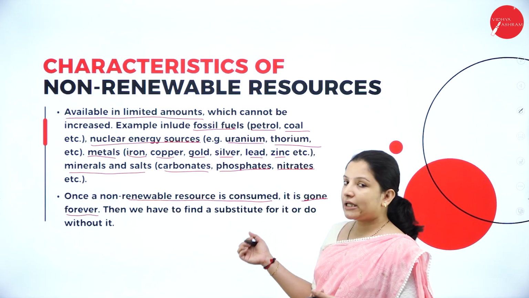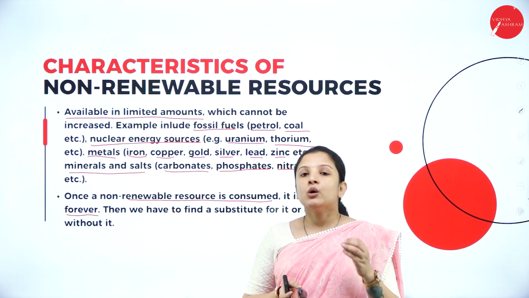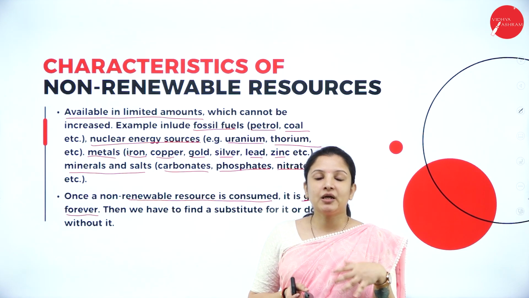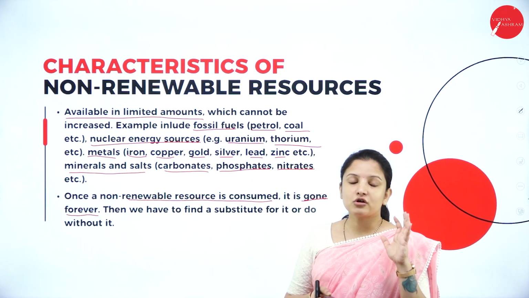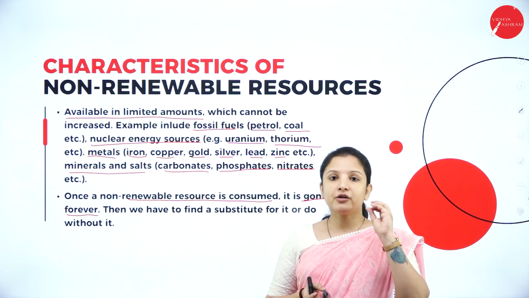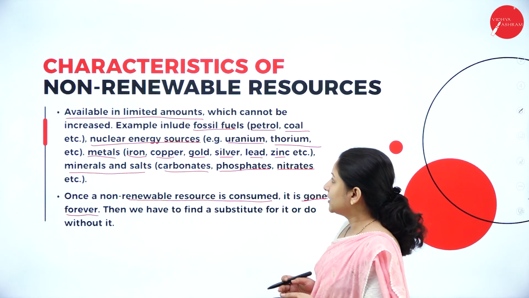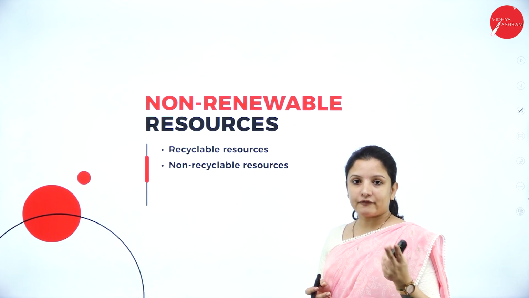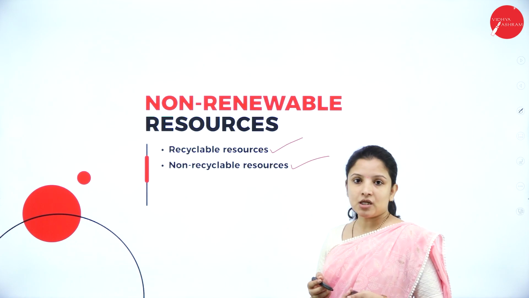Once a non-renewable resource is completely depleted from this planet, we'll have to wait thousands of years for it to be brought back. So that is why non-renewable resources should always be used cautiously. Otherwise, we should prefer using renewable energy resources over non-renewable energy resources. Next, talking about the non-renewable energy resources, they are actually of two types: recyclable resources and non-recyclable resources.